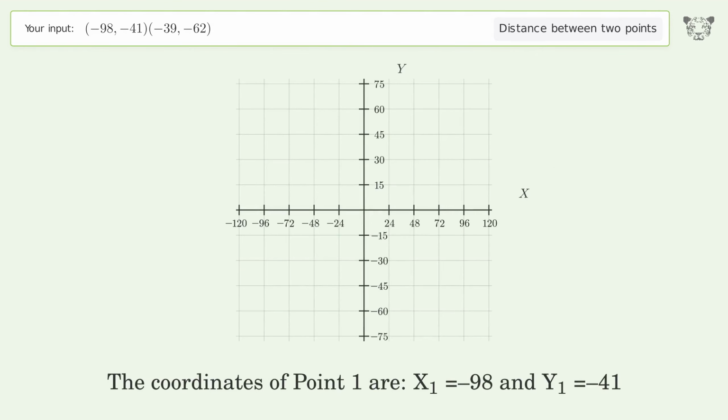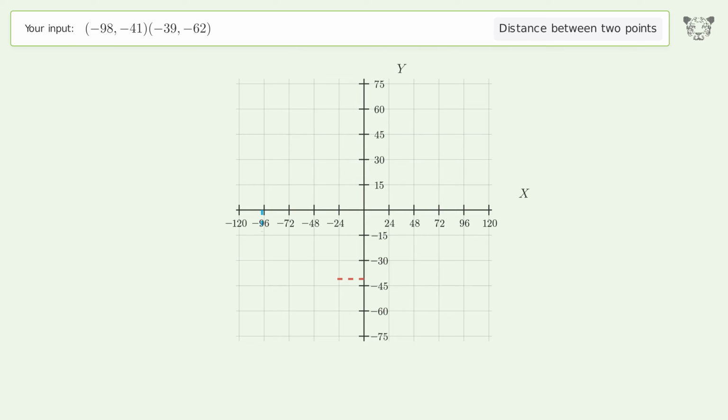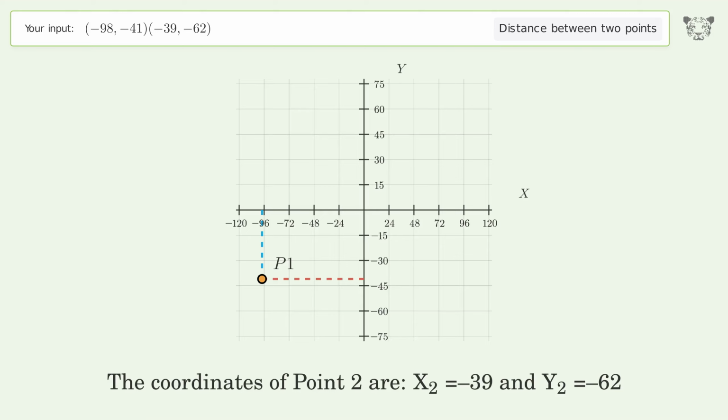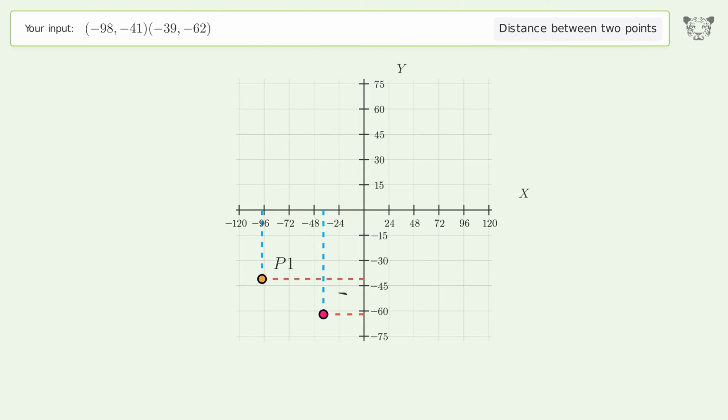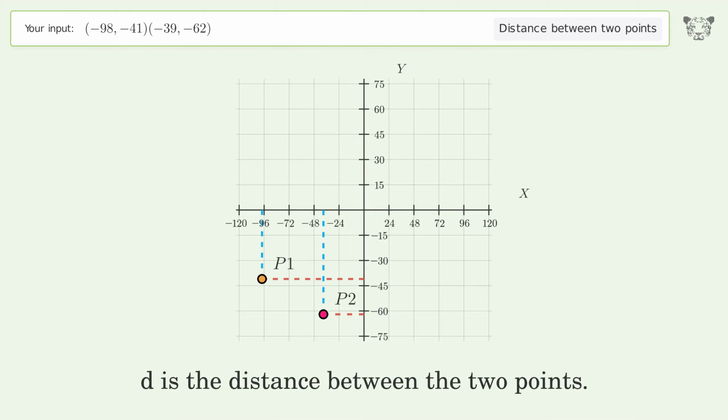The coordinates of point 1 are x1 equals -98 and y1 equals -41. The coordinates of point 2 are x2 equals -39 and y2 equals -62. D is the distance between the 2 points.